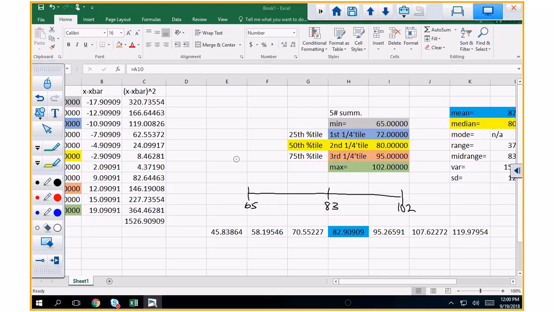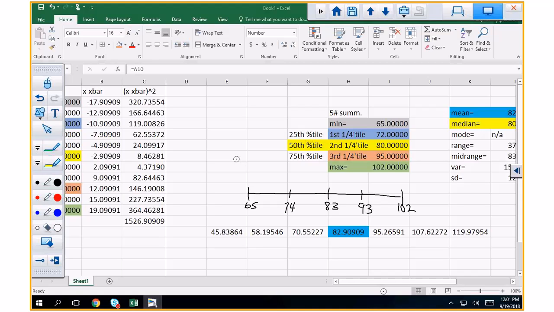And now I'm going to use what's called interpolation. Interpolation is when you take the middle of the middle of the middle, just like we did with the median of the median. I'm going to find the mid-range of the mid-range. So what's 65 plus 83? 148. What's half of 148? 74. What's 83 plus 102? 185. What's half of 185? 92.5, or 93. Close enough for government work.